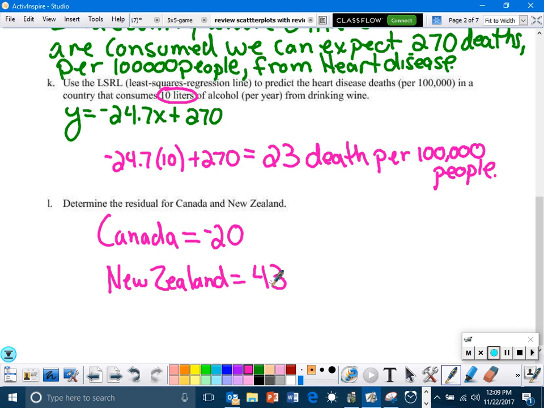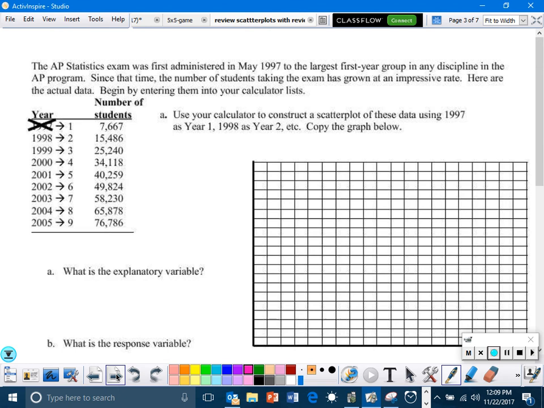Okay, let's continue. Next page. All right, the AP Statistics exam was first administered in May 1997 to the largest first-year group in any discipline in the AP program. Since that time, the number of students taking the exam has grown at an impressive rate. Here are the actual data. Begin by entering them into your calculator.